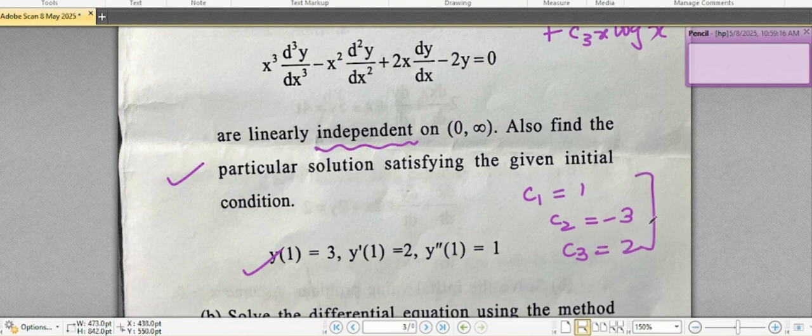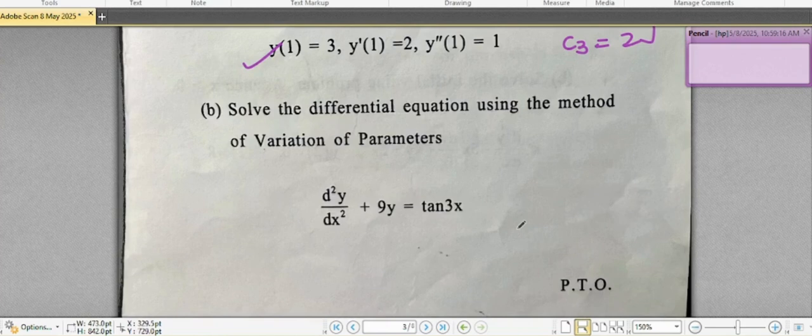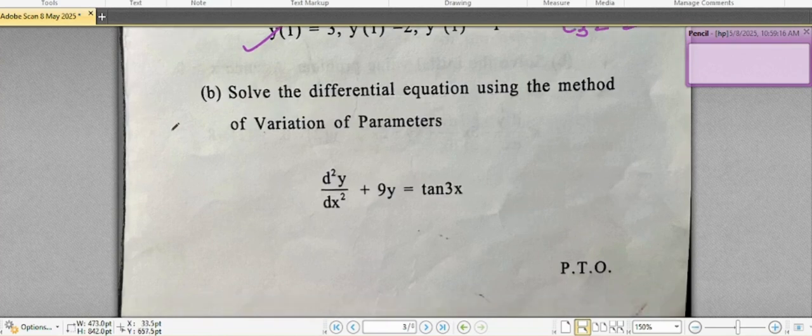So your answer becomes x minus 3x square. So it's going to be C1, so it's going to be 1 into x minus 3 into x square plus C3, so that's equal to 2 into x log x. So that's the answer to this question. And after doing this, you can verify these constants on your own. After this, there's an expected problem.